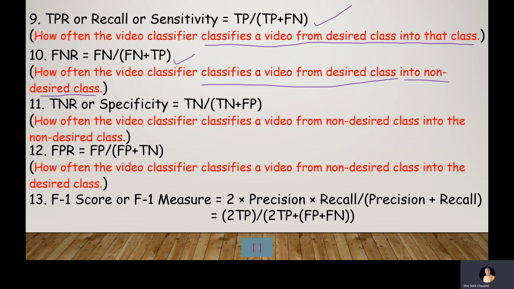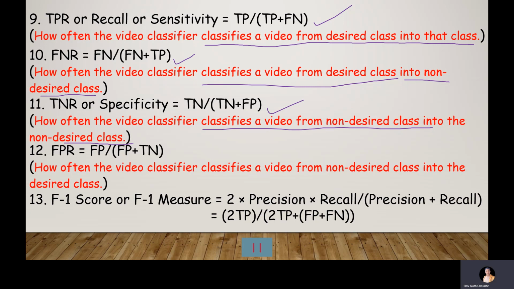The 11th parameter is TNR. It is also known as specificity. TNR is obtained by using TNs and FPs. TNR represents how often the video classifier classifies a video from non-desired class into the non-desired class.